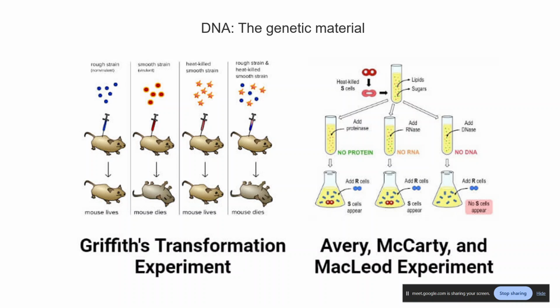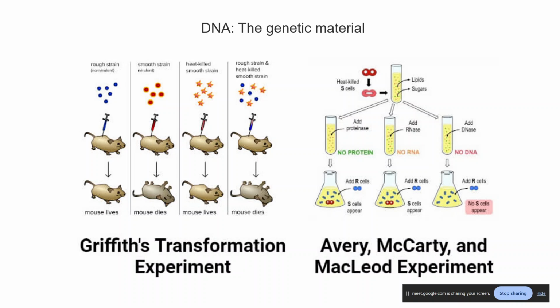Now, if you heat kill the smooth strain, it's no longer alive, but whether its components are intact or not, that was not something people had thought of at the time. So if you inject the heat-killed smooth strain into the mouse, it will live. But if you mix the rough one and the heat-killed one together, then somehow the mouse dies. So the question became, how come, right?